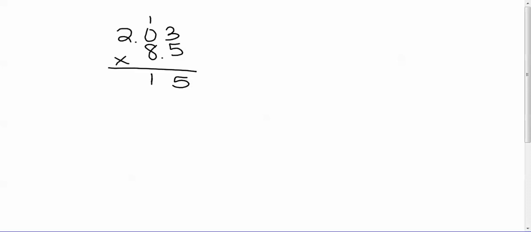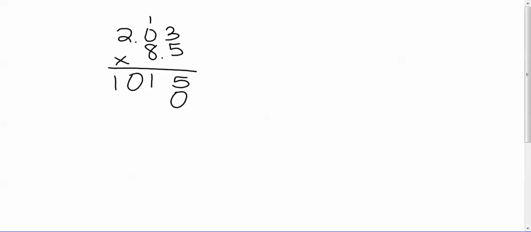It says find the product of 8.5 and 2.03. So you would line those up as if it was 85 and 203. So you don't worry about where the decimal is when you're multiplying these. So 5 times 3 is 15. You carry the 1. 5 times 0 is 0 plus 1 is 1. 5 times 2 is 10. So that should look like that.